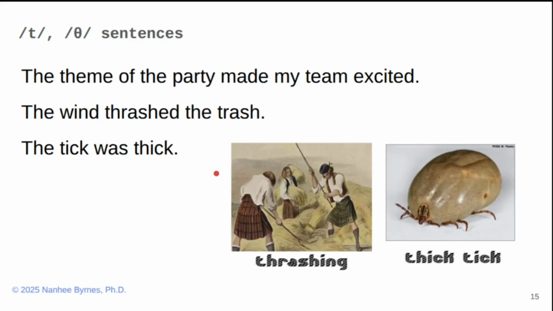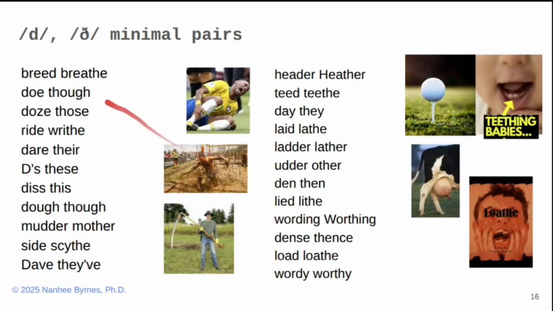Da, tha, minimal pairs. Da, tha are exactly the same as ta and tha except for voicing. That is, duh is an alveolar voiced stop and the is an interdental voiced fricative. Duh has popping in it, but the can continue the sound. These are the minimal pairs.